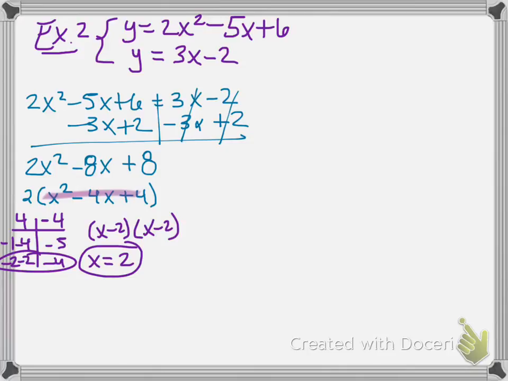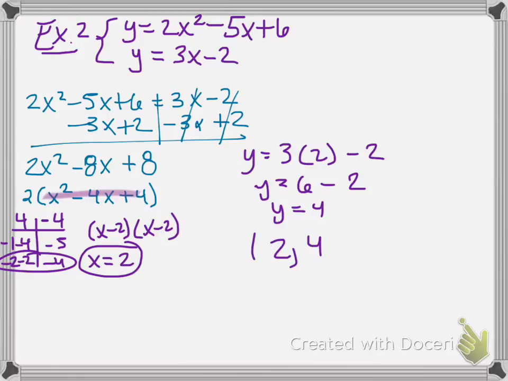So, who do I plug it into? The bottom one, y equals 3 parentheses 2 minus 2. That is 6 minus 2, which is 4. So what's my answer going to be? 2 comma 4. Now, do I have to do it twice? No, because it's the same answer. You get a 2 for each parentheses. So we're done with this one.